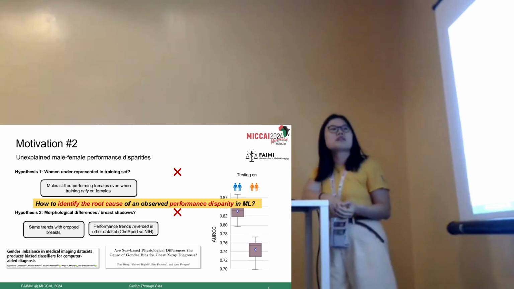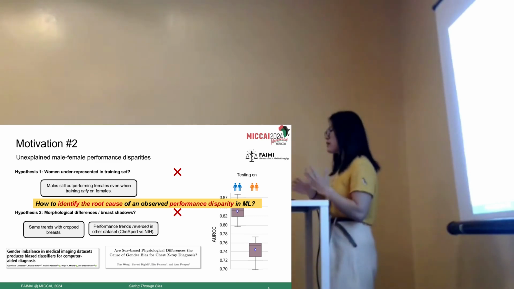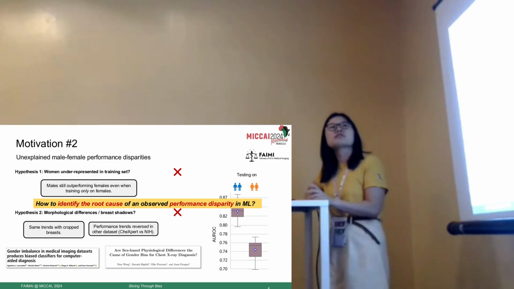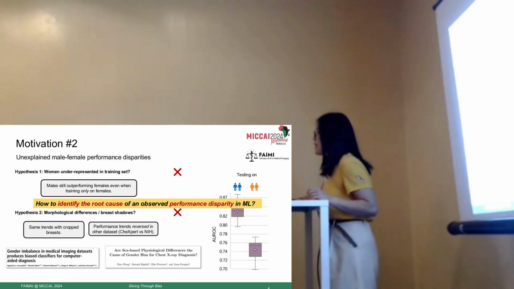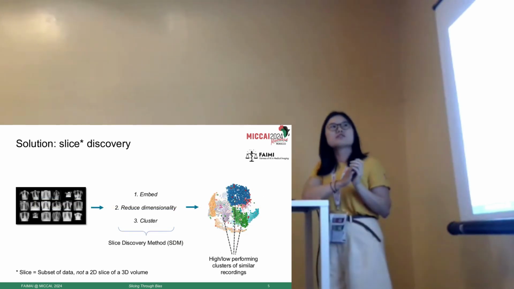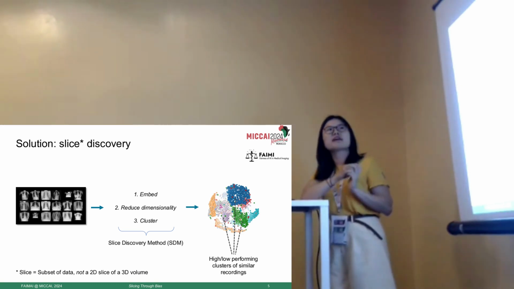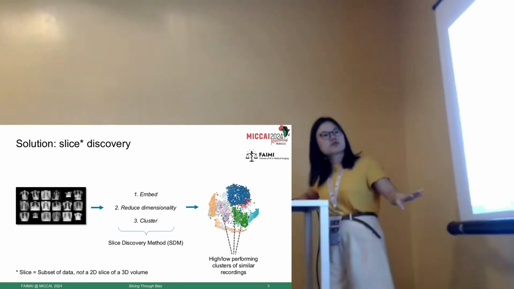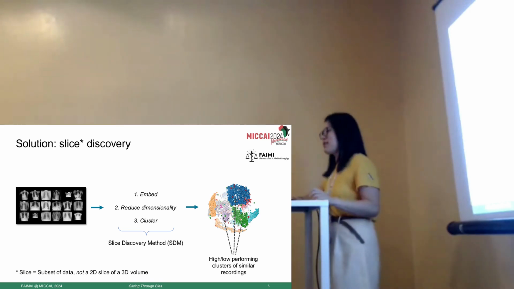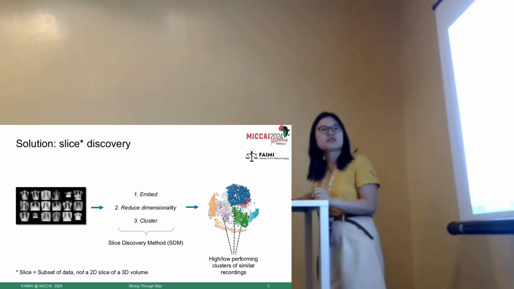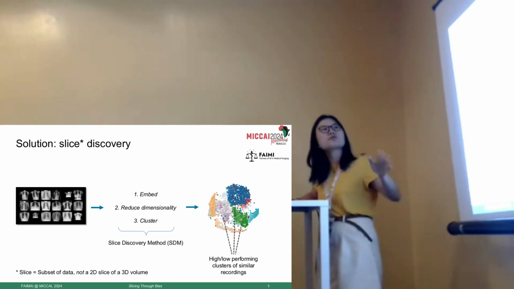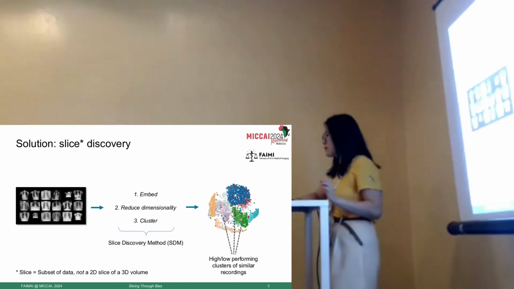That leads to an important question: how can we identify the causes of an observed performance disparity in machine learning or AI? That's the solution we want to propose in this study. One of the solutions could be what we call slice discovery methods. Here we need to mention that a slice means a subset of your dataset, because in 3D volume data there is another terminology, 2D slices, and we want to distinguish from that.